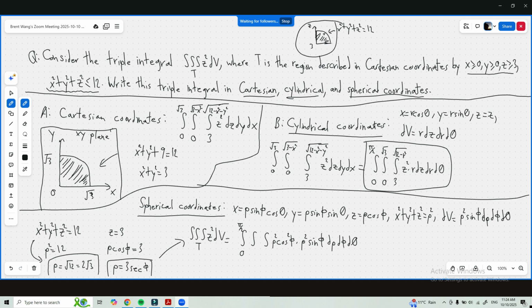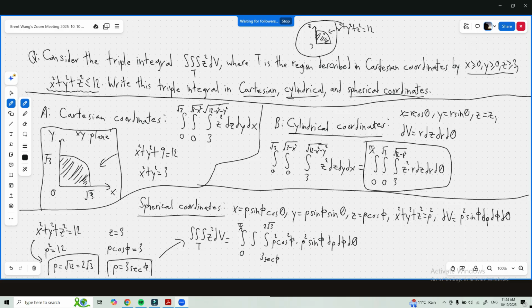So rho measures the distance from the origin. So the lowest bound would be at z equals 3. In spherical coordinates, that translates to rho equals 3 secant phi. And the top is root 12, or 2 root 3. So now, lastly, we need to figure out phi.